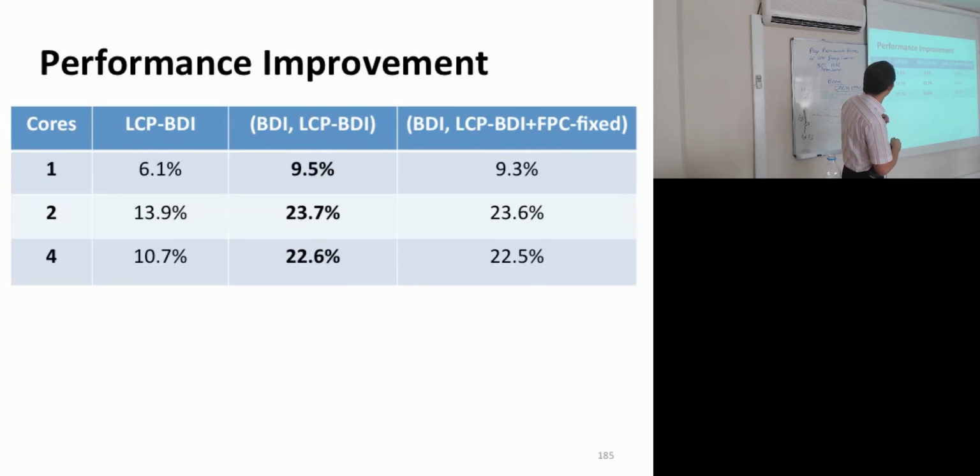So this is just a comparison of performance improvement. I'll not dwell on this again, but you can improve performance significantly because of both the bandwidth reduction as well as better cache utilization. This is what happens if you use just memory compression. This is what happens if you use memory compression and cache compression together. And this is what happens with the mechanism that has different kinds of compression mechanisms.